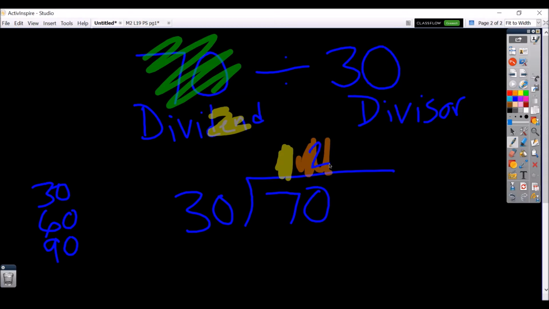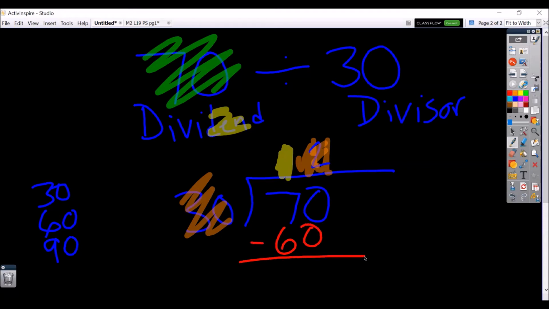If we put the 2 here, we're saying 30 goes into 7 2 times. So just be careful with your placement of the quotient. What we're saying now is 30 times 2 is what? Well, we already did the counting, it's 60. So we put that underneath to subtract. 0 minus 0, 7 minus 6 is 1. So right now, there's a remaining 10. So our quotient would equal 2 with a remainder of 10.